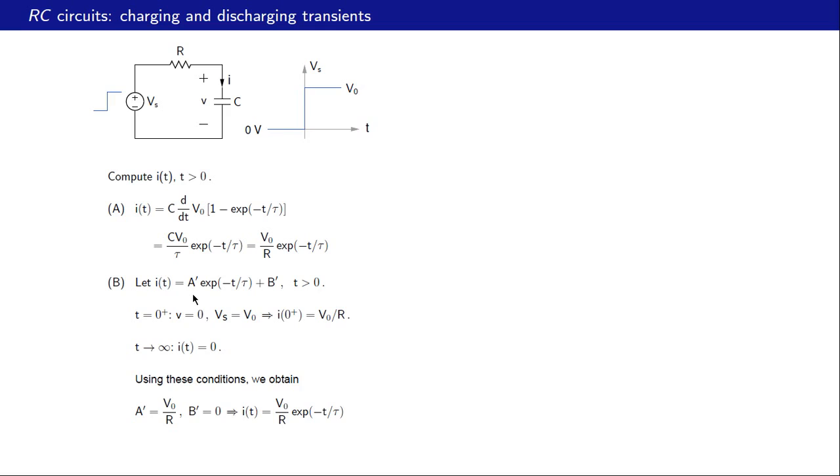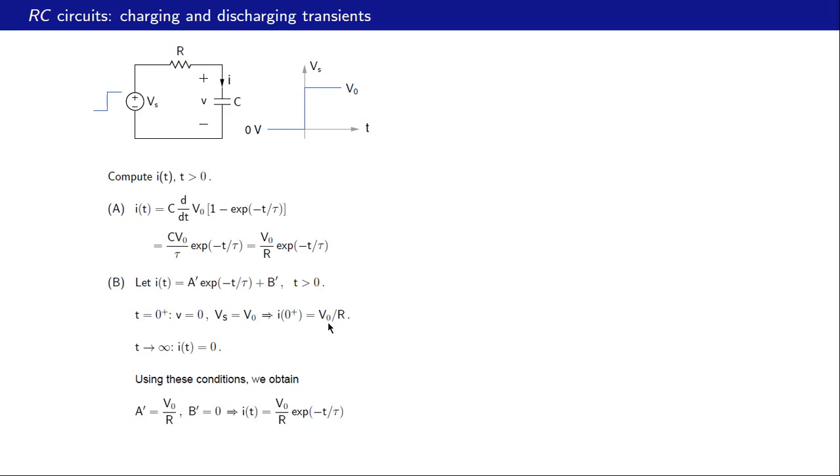What is the next step? The next step is to find conditions on I of t which will enable us to find a prime and b prime. So let us do that now. As we have seen earlier, at t equal to 0 plus, the voltage across the capacitor is 0, and that tells us what the current should be. If we have Vs equal to V0 at 0 plus, V equal to 0, the voltage difference across this resistance is V0 minus 0, and therefore the current is V0 minus 0 divided by R, that is V0 by R.